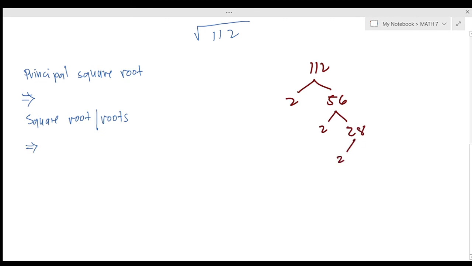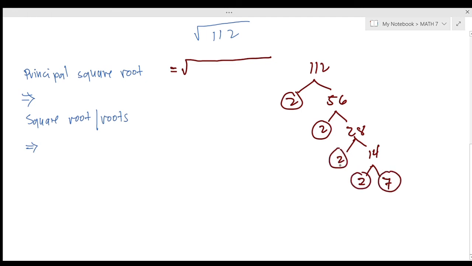And the result of that is 14. And 14 can be divided by 2. And the result of that is 7. Ngayon, kukunin na natin yung nakuha nating mga prime factors. So we have these prime factors 2, 2, 2, 2, and then 7. Kunin natin yan, ilagay natin dito sa loob ng radical symbol. So we have 2 times 2 times 2 times 2 times 7.